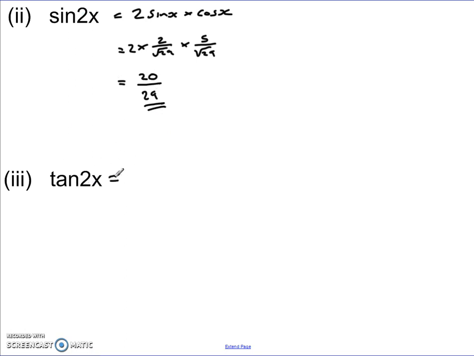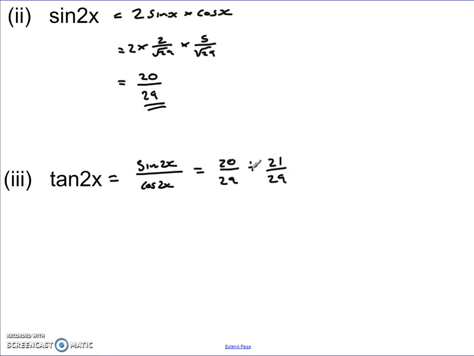Now tan 2x, remember tan is equal to sin over cos. So in this case, tan 2x is equal to sin 2x divided by cos 2x. Now we've calculated sin 2x and cos 2x. We know sin 2x is this, 20 over 29, and we know cos 2x is equal to 21 over 29. So we can plug those values in. I know it's then going to be 20 over 29 divided by 21 over 29.